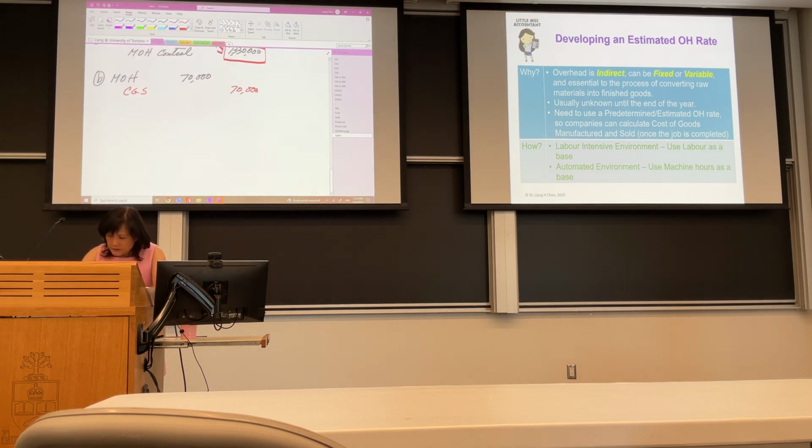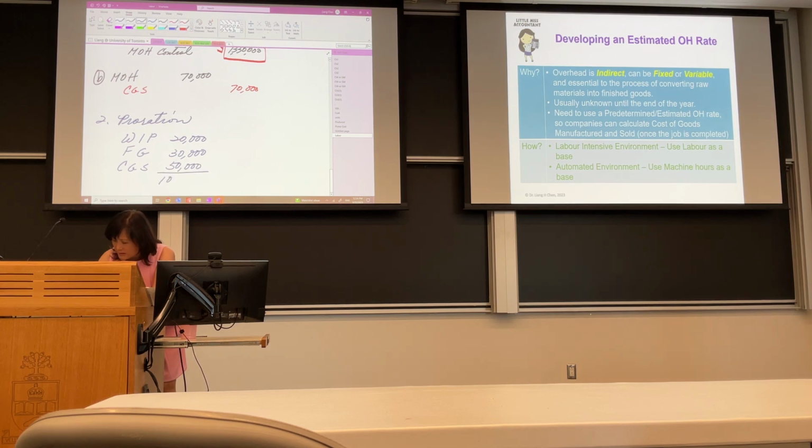Okay, so first, I look at what's the balance. So I'm going to do the proration. So work in process, finished goods, and cost of goods sold. 3 accounts. And let me take a look, what's the balance of each account? Suppose $20,000 balance in work in process, not completed product. Finished goods, 30,000, I completed but not sold. And cost of goods sold, 50,000. Okay, so this is 100,000.